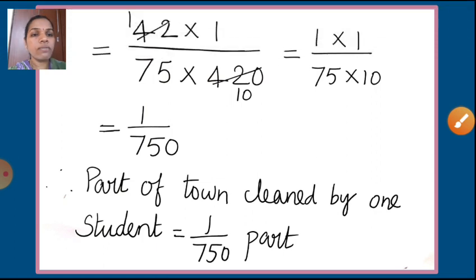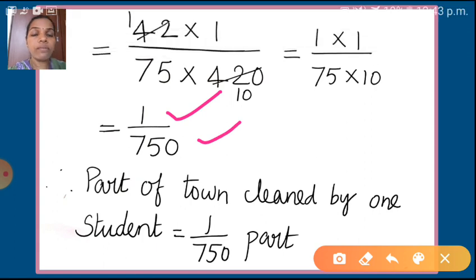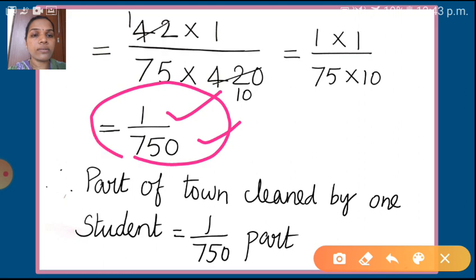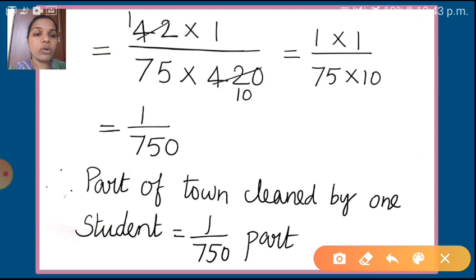Yes, 1 ones are 1. And next, 75 into 10 is equal to 750. So this is your answer. So how much part of the town did one student clean? 1 upon 750 part. So see here children, your answer is: therefore, part of town cleaned by one student is equal to 1 upon 750 part. Understood now? Shall I go to the next one now?